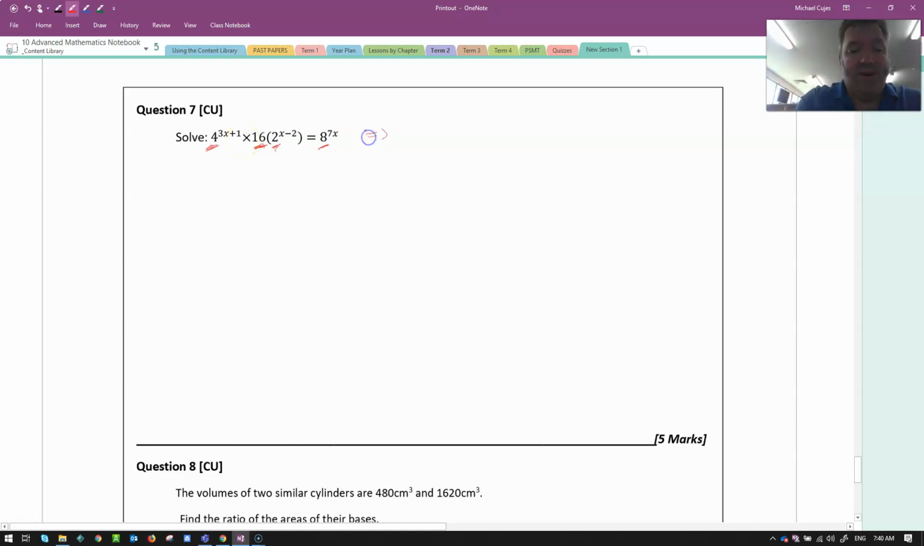What's that equation going to be equivalent to? Well, the 4 I'm going to write as 2 squared, and this is to the power of 3x plus 1. Multiplied by 16, which is 2 to the power of 4, and that's being multiplied by 2 to the power of x minus 2. And then we have 8, which is the same as 2 cubed, and that's being raised to the power of 7x. Well, just step by step your way through this, and it's not actually bad at all, is it?